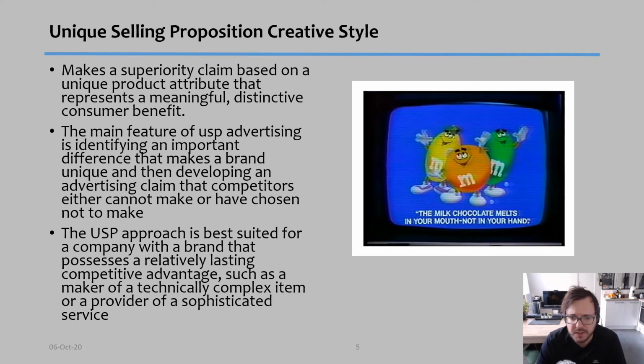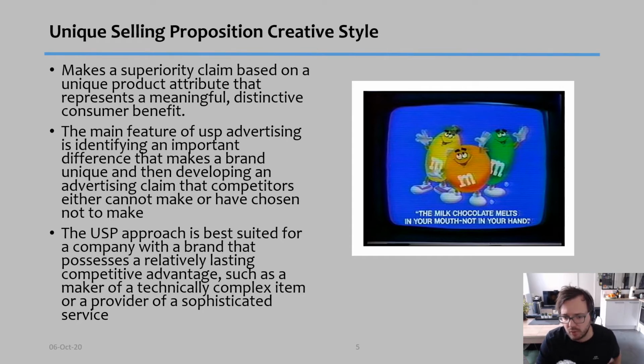Unique selling proposition is a little bit different. Now here you make a superiority claim based on a unique product attribute that represents a meaningful, distinctive consumer benefit. In other words, you talk about something in your product that is so different that really it adds value to the whole experience. And I want to give an example here of the M&M's and their claim that it's a chocolate that melts in the mouth, not in your hand. So this is a unique selling proposition for them.